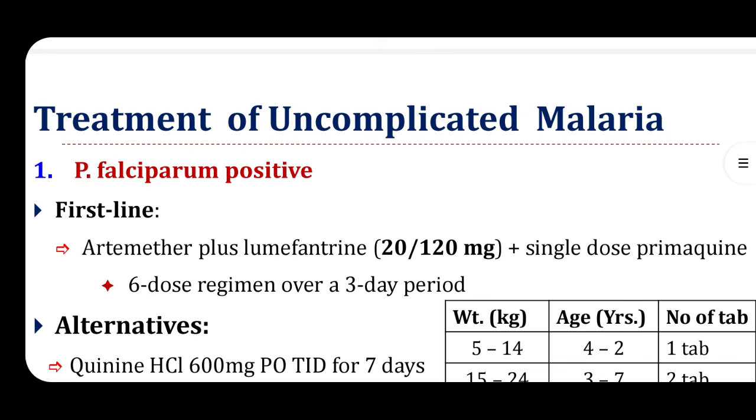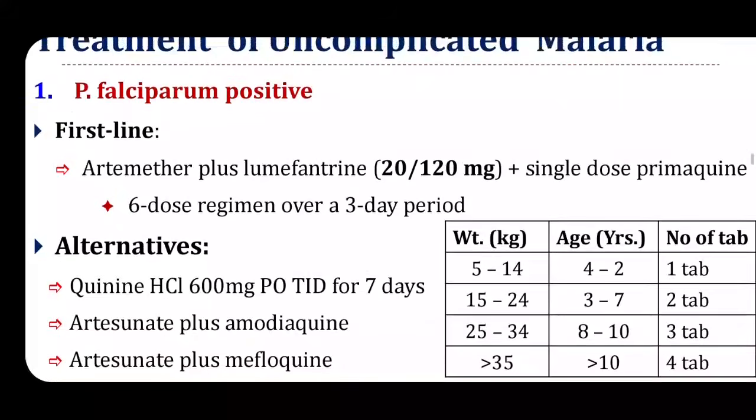Treatment of uncomplicated malaria. If the species P. falciparum is positive, the first line is artemether plus lumefantrine 20 by 120 milligram plus a single dose of primaquine. So a 6-dose regimen of AL for P. falciparum over a 3-day period is highly recommended. AL is given based on the patient's weight and age.